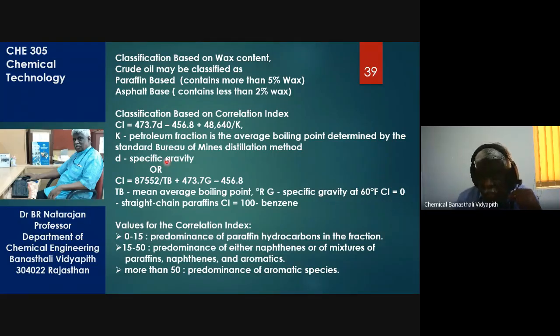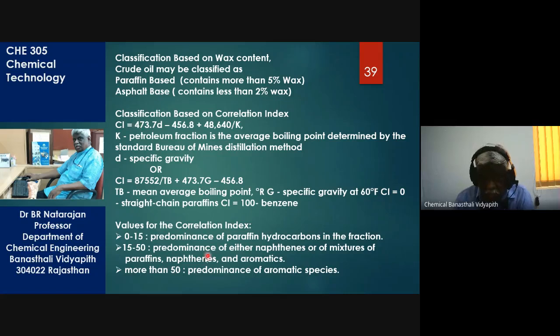When the correlation index is 0, it is straight chain paraffin. When correlation index is 100, then it is benzene aromatic. Right? So you can say that correlation index may be between 0 and 100. 0 means paraffin, 100 means aromatic.